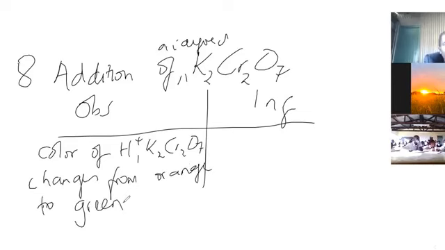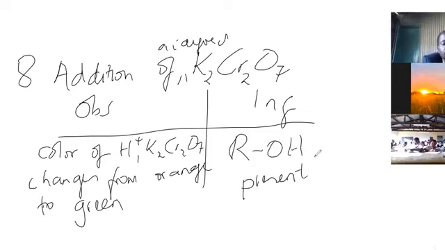The inference is simply here ROH present. The negative of that test is the color of acidified potassium dichromate 6 remains orange. Remains orange. Where you say ROH absent.